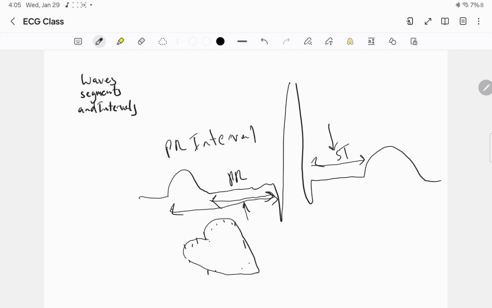Why is that important? So this duration, because remember it's X and Y axis, so voltage and time. So this duration is the total duration of atrial activity before the ventricles become activated. So it's how long between when the sinus node starts to fire, which would be the beginning of the P wave approximately, right? So how long does it take for the impulse to reach from here to here, right?